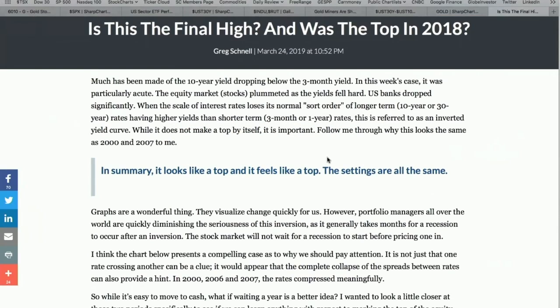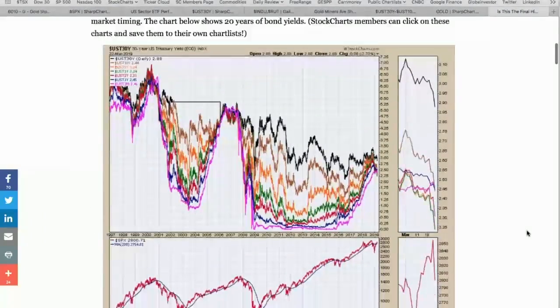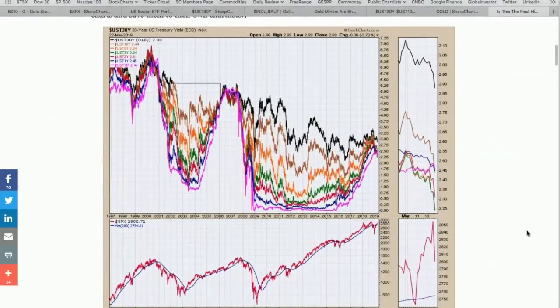So first of all, I wrote an article just on the weekend about the 3-month crossing over the 10-year. And so I just want to briefly roll through this article and discuss a couple of key points. One of the things that becomes obvious when you look just at the last 20 years was you had these compressions in yield, and then the market rolled over.